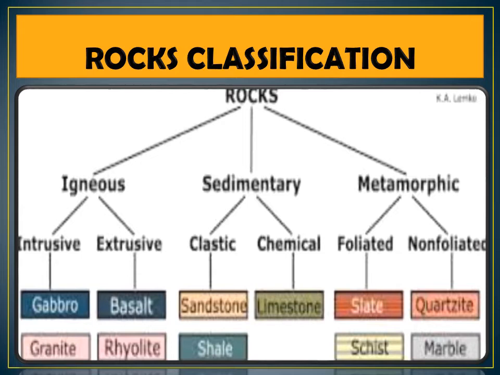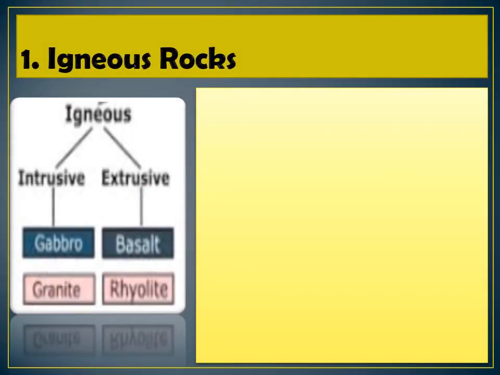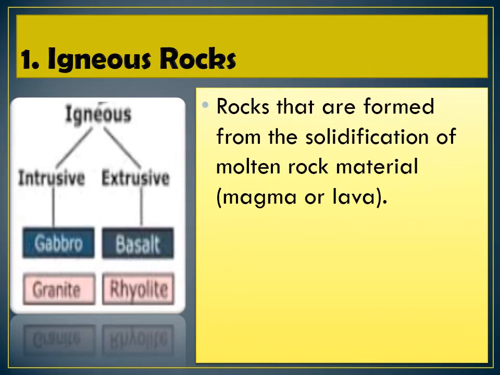Therefore, rocks contain minerals. Rocks are classified into 3: igneous rocks, sedimentary rocks, and the third one, metamorphic rocks. Let's talk about them one by one. Let's talk about igneous rocks. These are rocks formed from the solidification of molten rock material such as magma or lava.